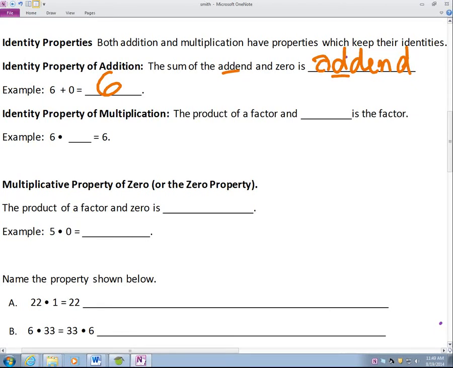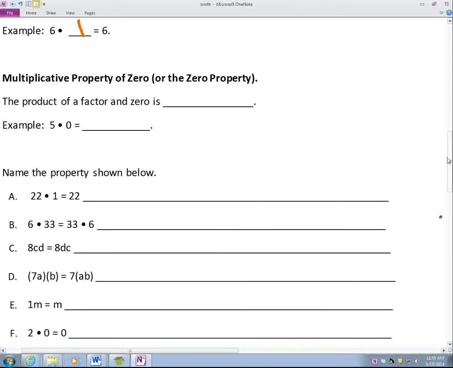The identity property of multiplication. The product of a factor and, well, let's do algebra. 6 times blank is 6. Good. 1. It's easy. We're just making sure we all understand it and why.